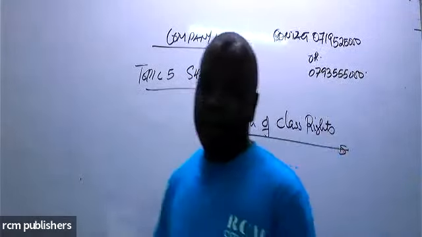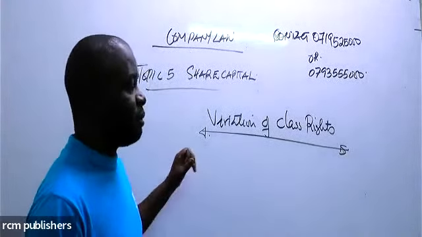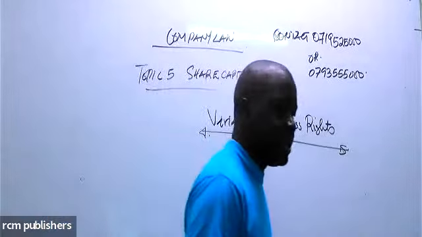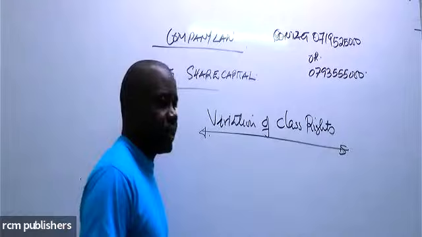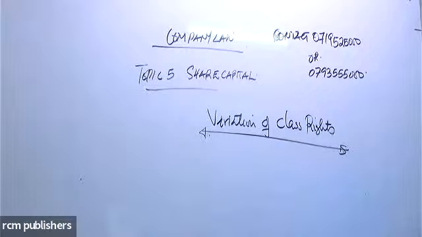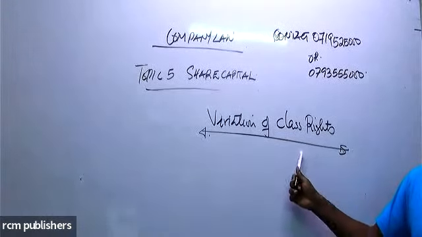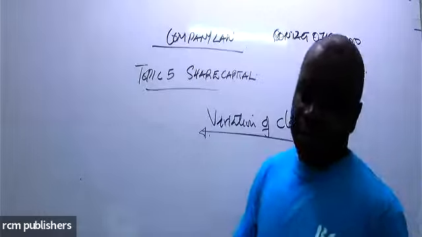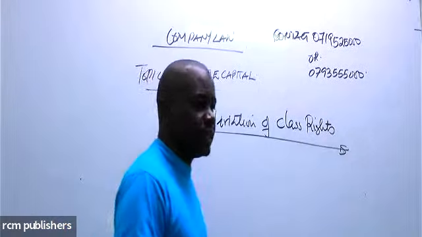Sometimes the variation of these rights can happen in the company. These rights can actually be varied. So the company wants to vary the rights of a class of shares. They can agree that they are going to vary the class rights. But the members of that class of shares will have to approve of it.